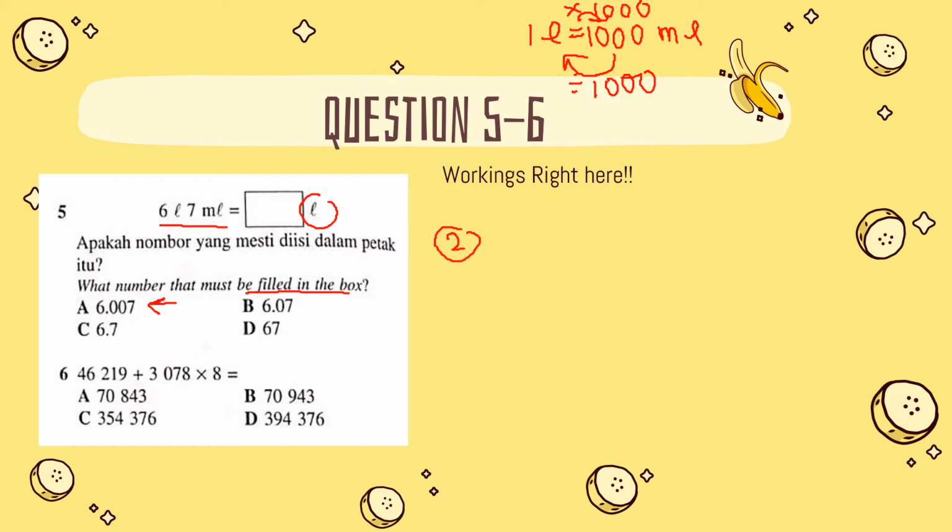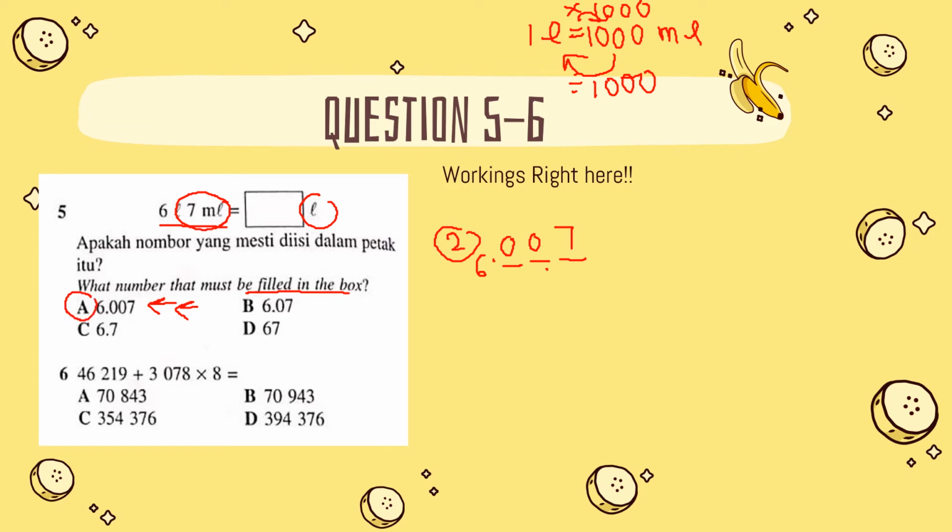Our second method is to convert this 7 milliliter into liter. So 7 milliliter, in order to find liter, we have to divide by 1000. So 1, 2, 3 decimal point. Here we add 0, 0 and in the front we add 6. So the same answer, we also get A. So automatically we know that 5 is A.